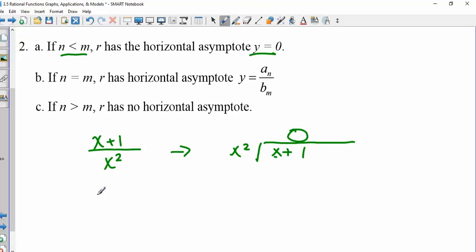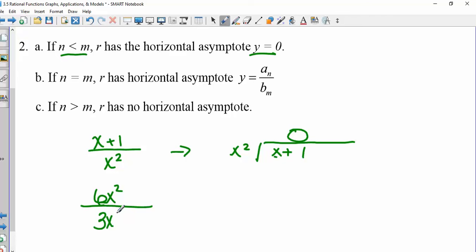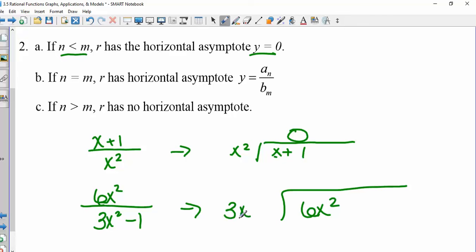If they have the same degree, so let's say I gave you 6x squared over 3x squared minus 1. If you were to try to divide that, the 6x squared goes here. The 3x squared minus 1 goes out here. And when you do this long division, you divide 6x squared by 3x squared. And what does that give you? The x's drop and you're left with 6 divided by 3, which is 2. So if it's the same degree, you divide the leading coefficients.